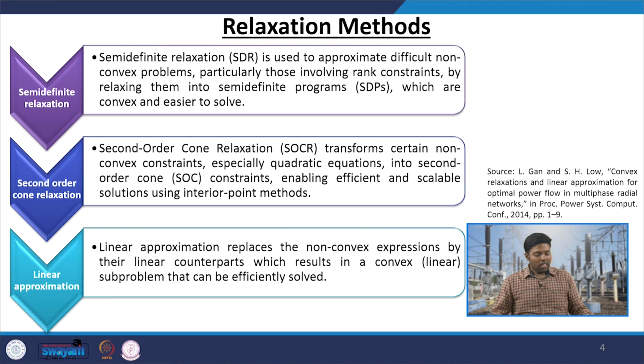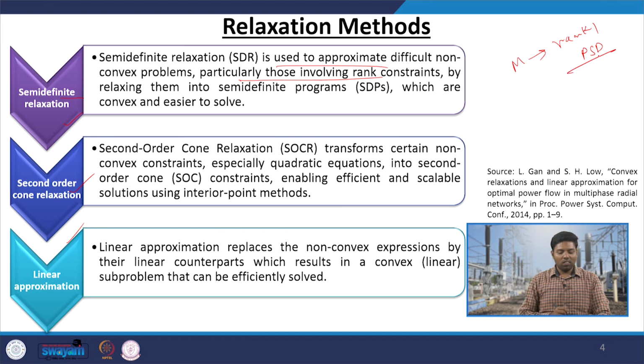So, the relaxation methods can be of a total of 3 types. One is semi-definite relaxation, which is used to approximate difficult non-convex problems, particularly those having rank constraints. In our branch flow model, we have that matrix M, which is a rank 1 PSD matrix. So, if you have this kind of a rank constraint in any model, then you can adopt this semi-definite relaxation.